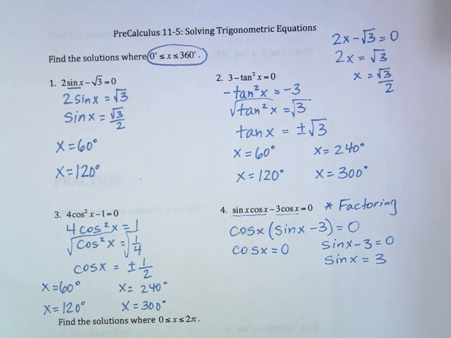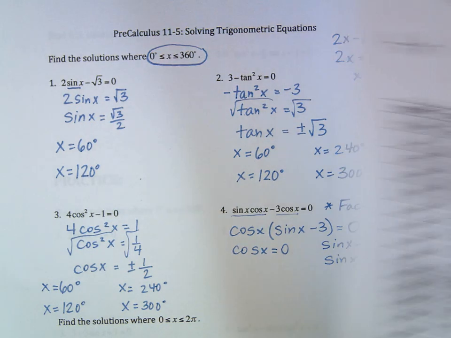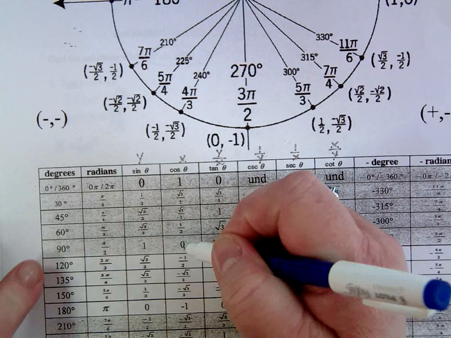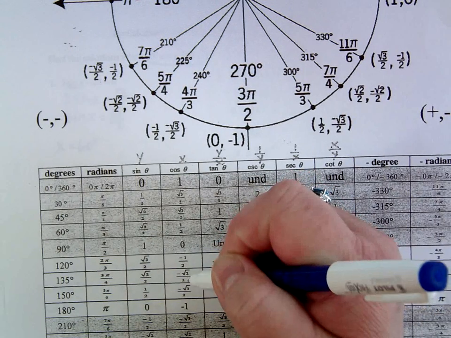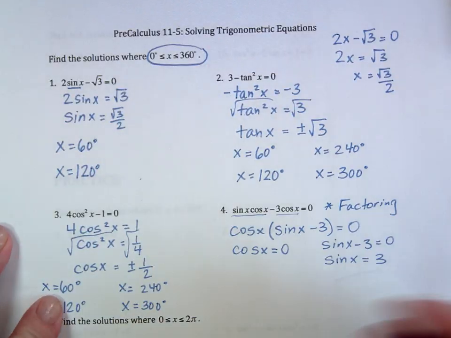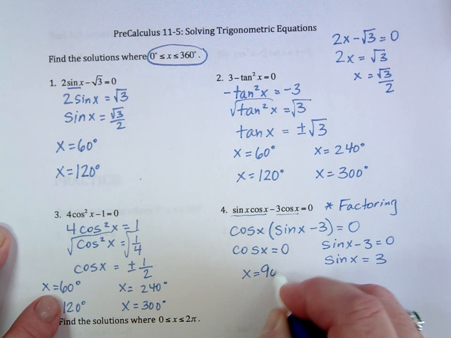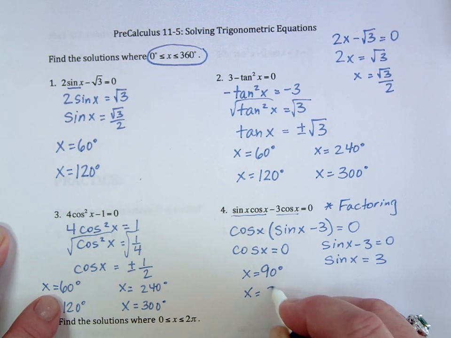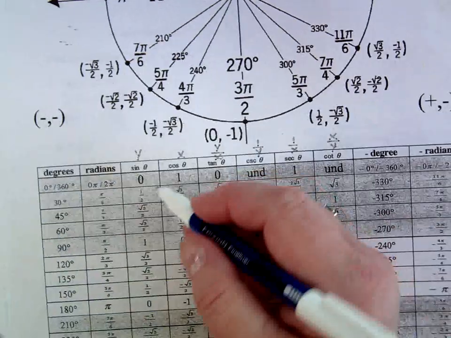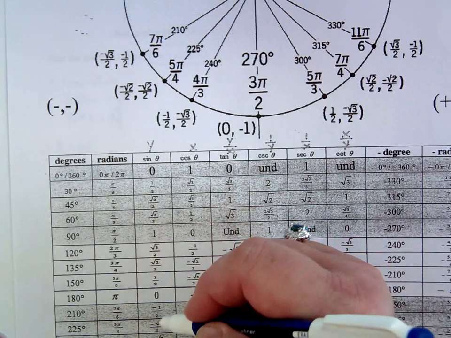All right, so if I look at my chart, cosine of x equals 0. Cosine of x is 0 at 90 degrees and at 270 degrees. So I'm just looking where cosine is 0. I get two answers. X is 90 degrees. X is 270 degrees. And then I go to look where the sine is 3. So sine column, I'm looking for a 3, and guess what? It ain't there. And you're like, what?